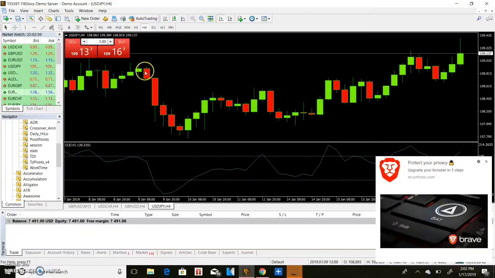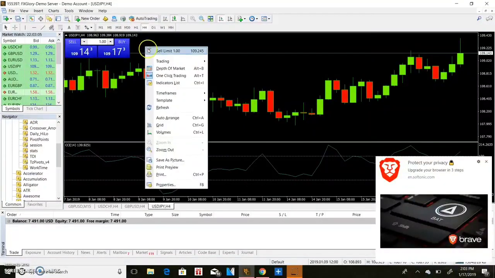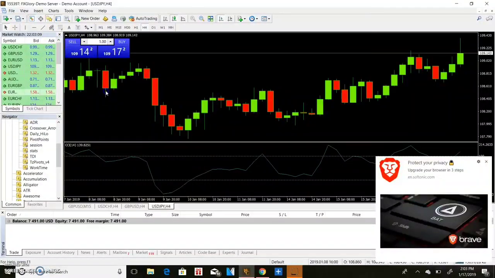Your red candles, these are called candlesticks for those of you who don't know. A lot of you already do. Your red candles indicate a sale because it's going down, so that's what you see right here. If you don't have this up here, all you have to do is right click and click on one click trading, and then this box will pop up. This is how you can place a sell or a buy.